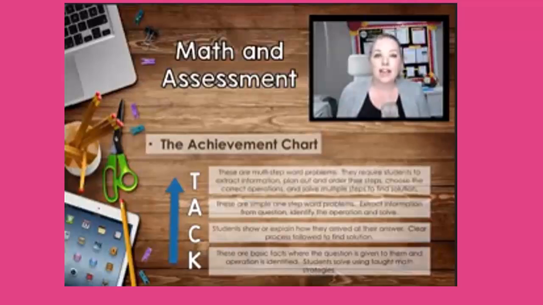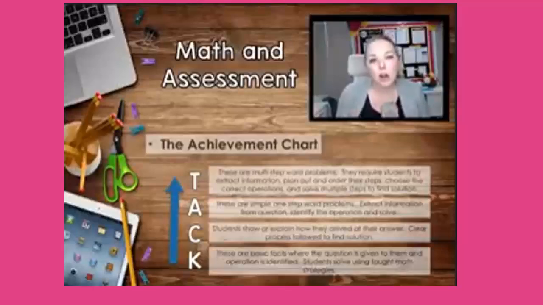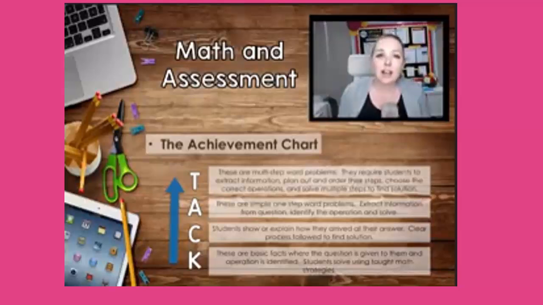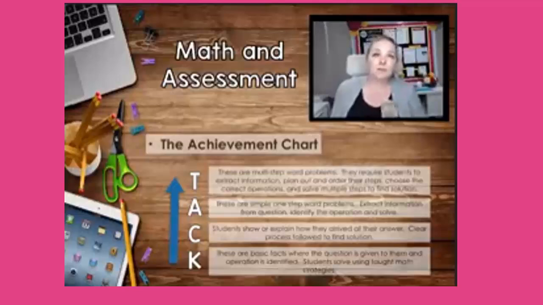These are often looked at as your one-step word problem. So, Johnny has 4 baseball cards, Sally has 3 baseball cards. How many cards do they have altogether? You would extract Johnny's information, you would extract Sally's information, and altogether is typically a signal word for addition. So you would add those 2 numbers together and find your answer.